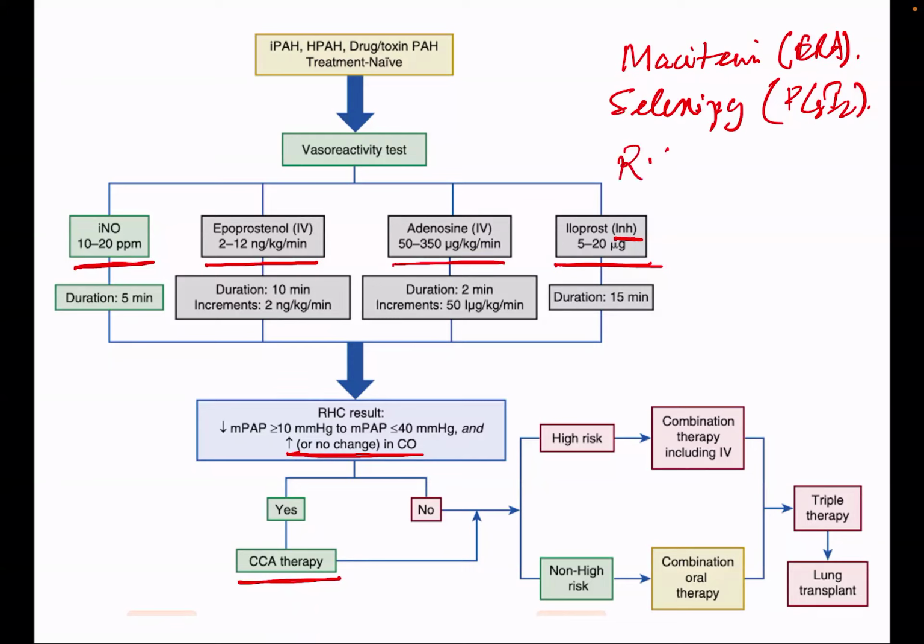Sorry, Riociguat, which is a soluble guanylyl cyclase modulator. All of these are started. And if there is no improvement, then we can go for an atrial septostomy just as a stopgap, and eventually we need to go for a lung transplantation. So these are the practical aspects here.